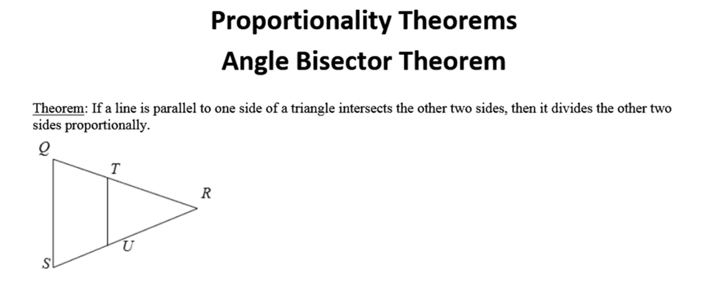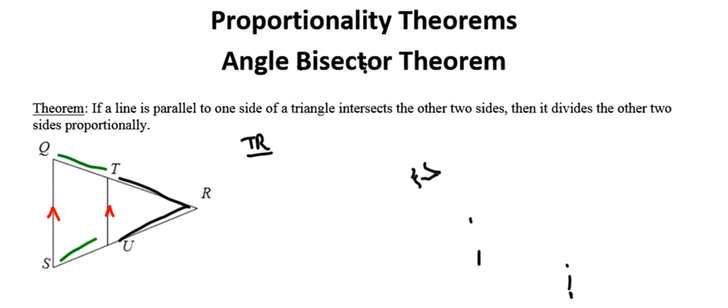So what this is saying is if you have line TU that's parallel to side QS, it'll make the ratio between TR and QT equivalent to what we get when we compare segment RU and SU. So if I want to write this out as a proportion, the comparison between segment TR and QT is going to be the same as what we get when we compare RU with SU.